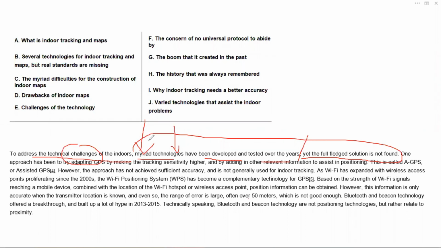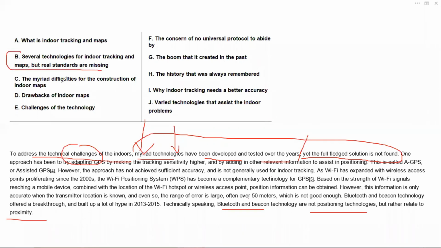Let's read the last line. Technically speaking, Bluetooth and beacon technology, one of the technologies, are not positioning technologies but rather relate to proximity. So they're talking about a lot of technologies and they also say the solution has not been met. So this is what the first line and the last line of the paragraph say. So let's go and read it. Several technologies for indoor tracking and maps, but real standards are missing.